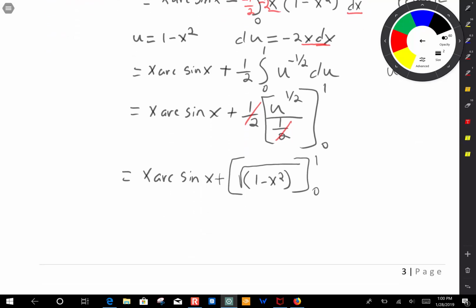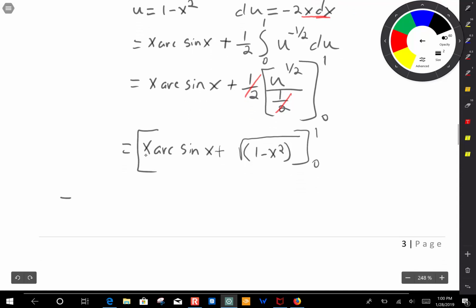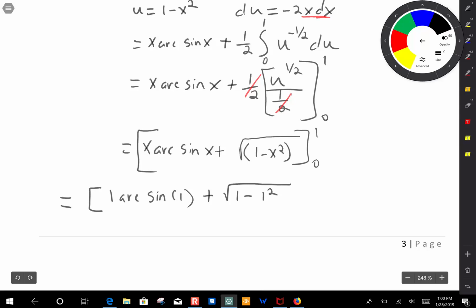And now we can evaluate the 1 and the 0. Forgive me. Instead of putting that bracket there, we just might as well put the bracket around the whole thing and evaluate from 0 to 1. So let's start with our 1. Well, we plug in 1. It's going to be 1 arc sine of 1 plus the square root of 1 minus 1 squared, which is going to give us a 0 for that radical. We'll deal with that in a minute.